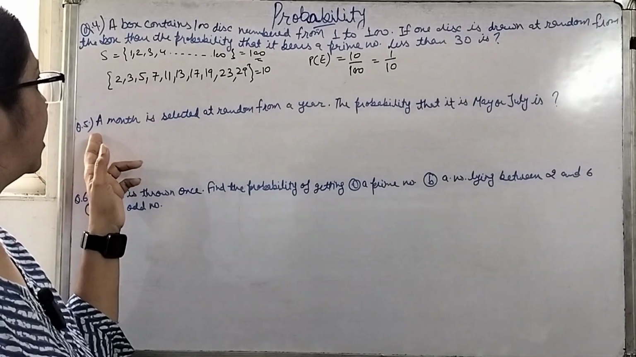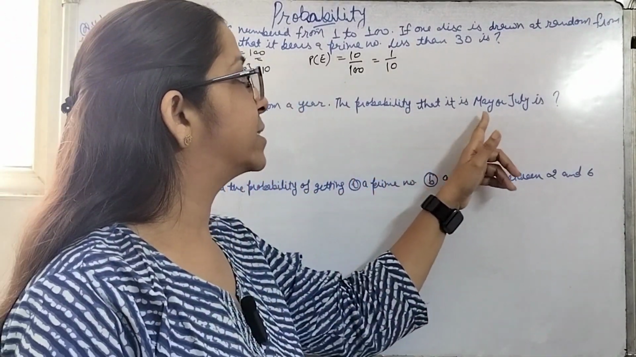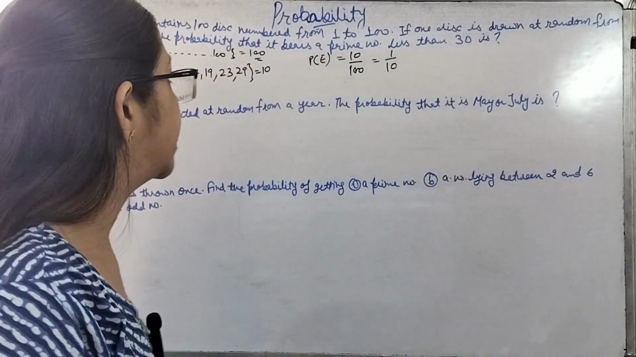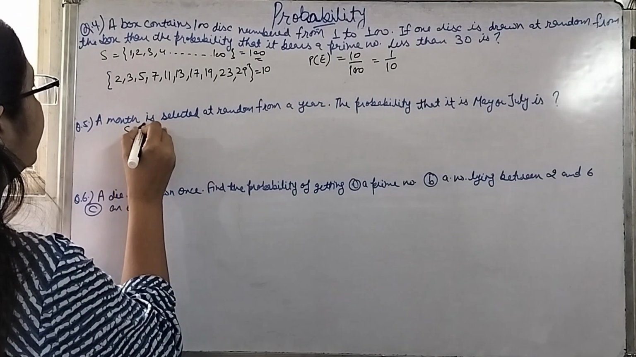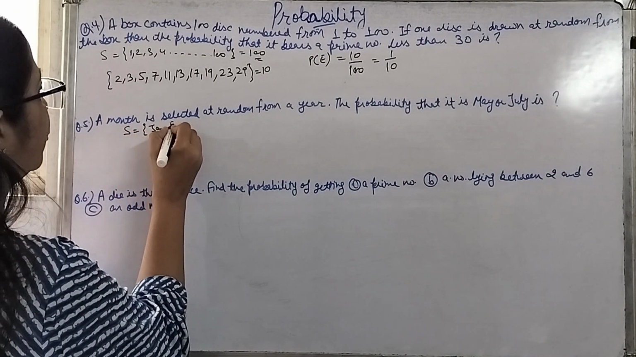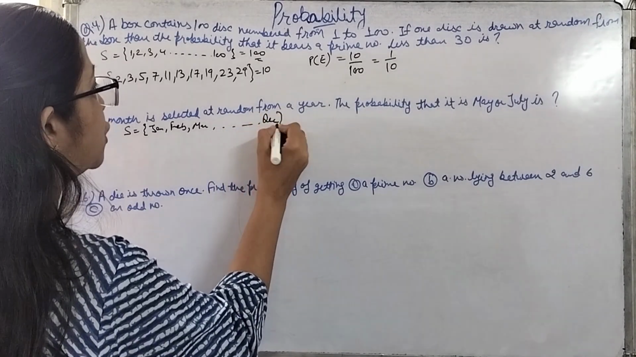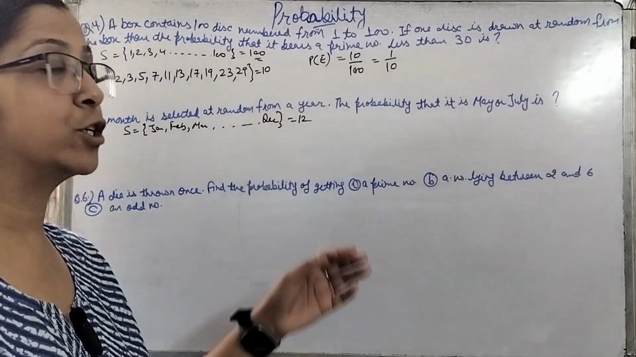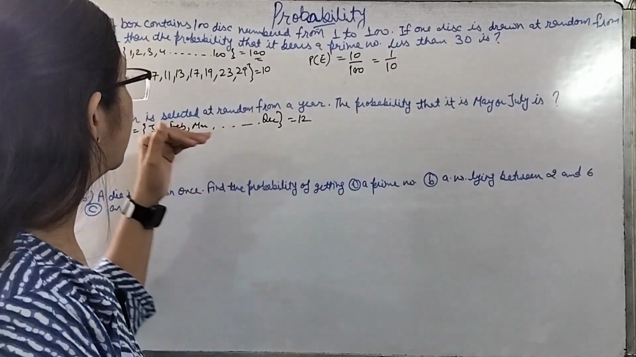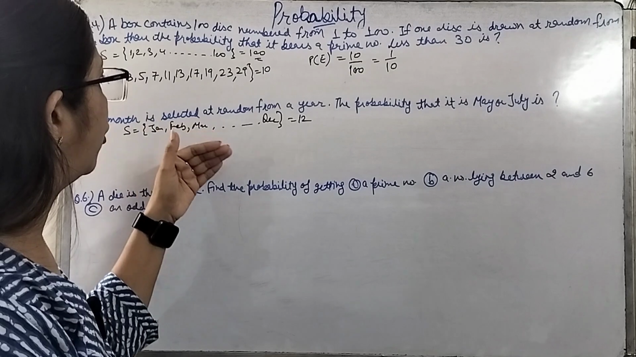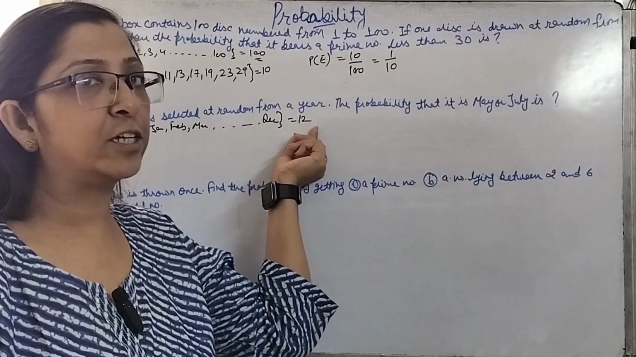The next question is, a month is selected at random from a year. The probability that it is May or July. Now see, if we are selecting a month from a year, the possible outcomes could be January, February, March, till December. That means the total number of possible outcomes is 12. Any month could be selected. So the total possible outcomes is 12. That is the sample space.